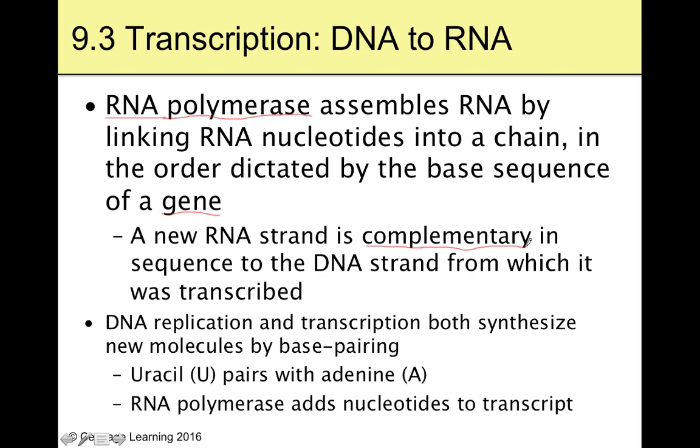Anyways, we make this complementary strand, and DNA replication and transcription both synthesize new molecules by base pairing. DNA replication is an old thing from last chapter, but the base pairing rule is the same in last chapter as it is in this chapter. And so uracil pairs with adenine, and that's the tricky part for going DNA to RNA, is getting that uracil in there. And the RNA polymerase adds nucleotides to the transcript, so it's a very important enzyme.